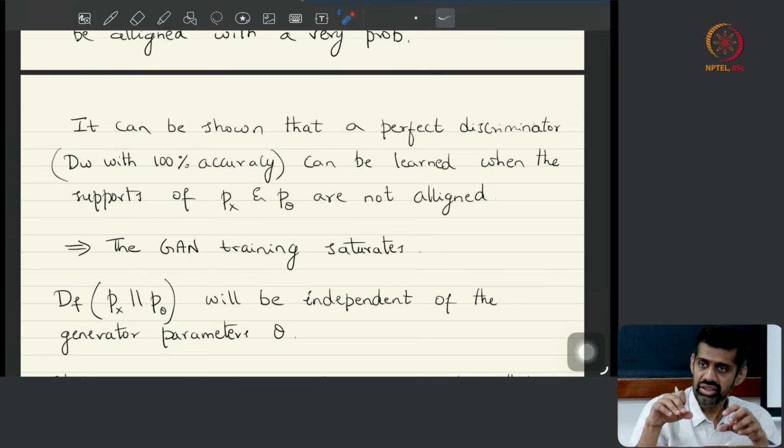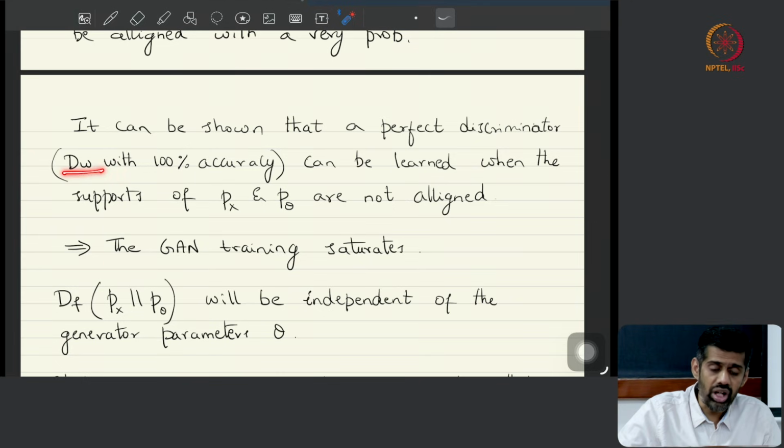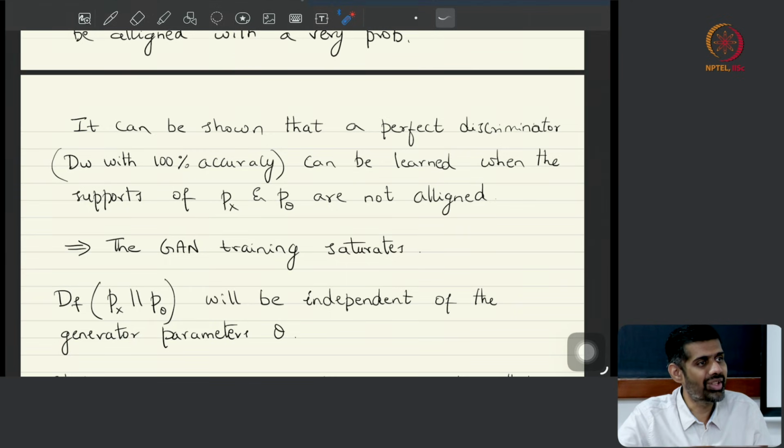You take two sets upon which distributions are supported. If you can find a bijective map between them, they are called perfectly aligned. So if there are two distributions supported on sets that are not perfectly aligned, one can theoretically prove that you can always come up with this T function, or the discriminator, that would give you 100% accuracy. Okay. Fine, let there be a function that gives you 100% accuracy.